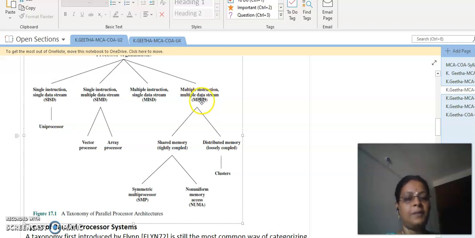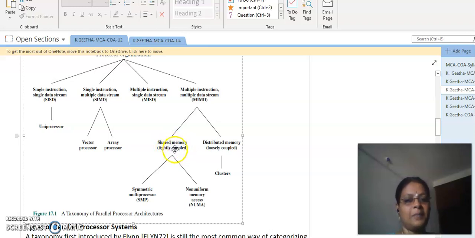And if they are multiple in nature, it can be further classified into two categories, namely shared memory or distributed memory. What do we mean by shared memory and distributed memory? We have multiple computers here, and these multiple computers can have a common single shared memory. If that is the case, it is identified as tightly coupled shared memory. Or the memory can be distributed, where each processor has its own memory and can also share memory. The distributed memory is otherwise called loosely coupled computers, whereas shared memory comes under the category of tightly coupled.